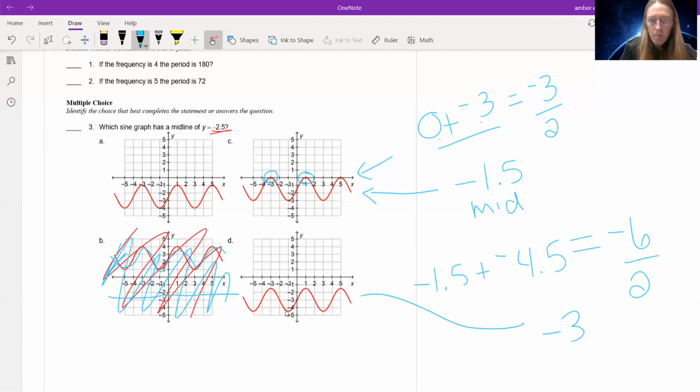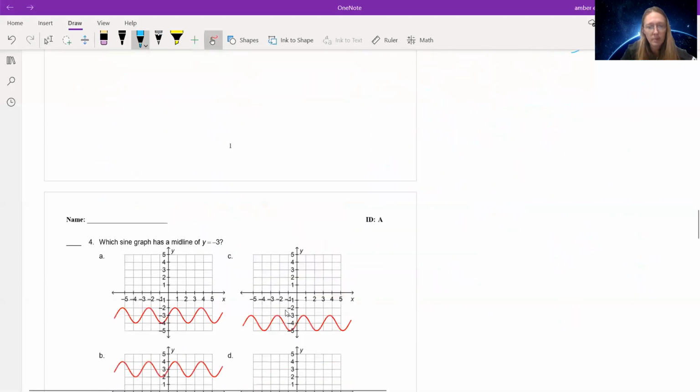So it tells me that the midline of that graph is negative 3. Not what we're looking for. So really, if it's not this one and it's not this one, process of elimination tells me that it's going to be that one. Let's look at another one.